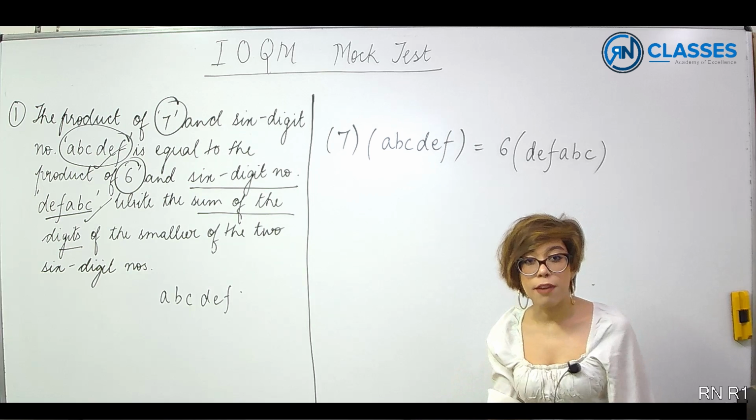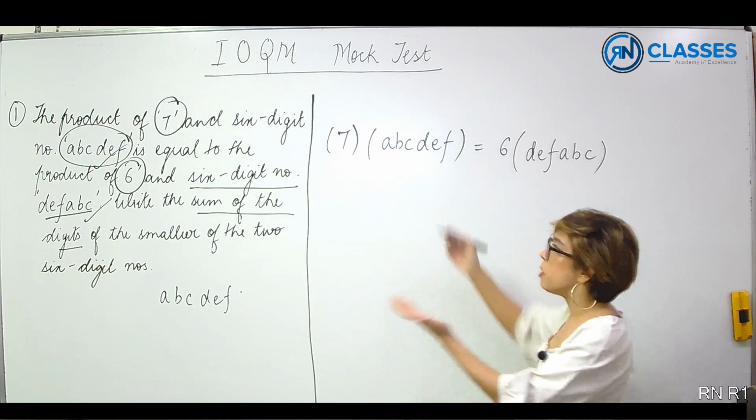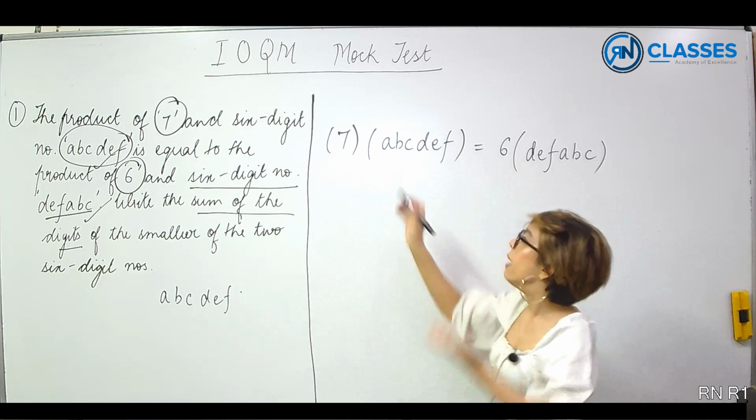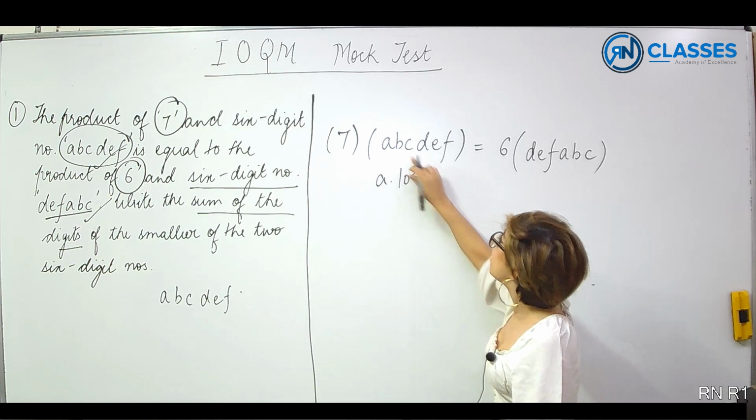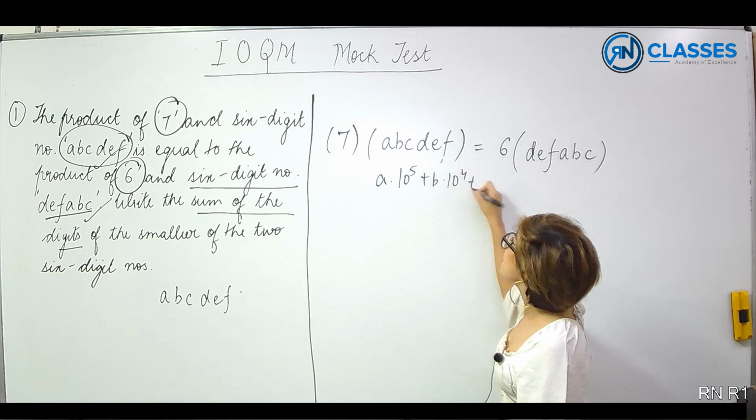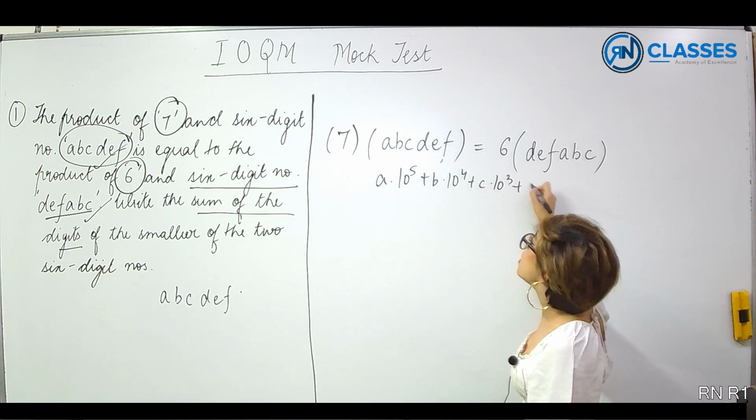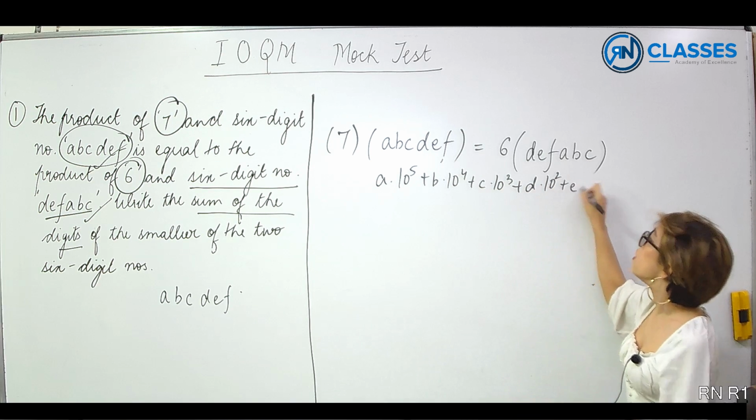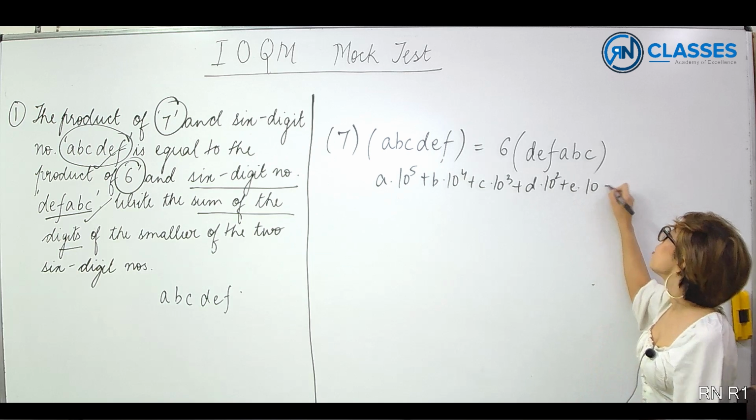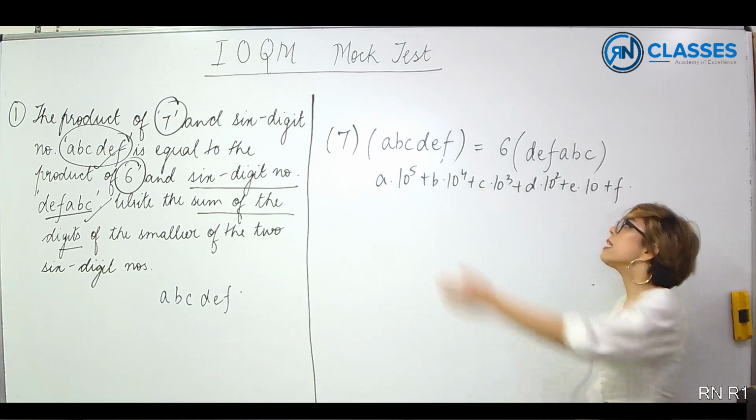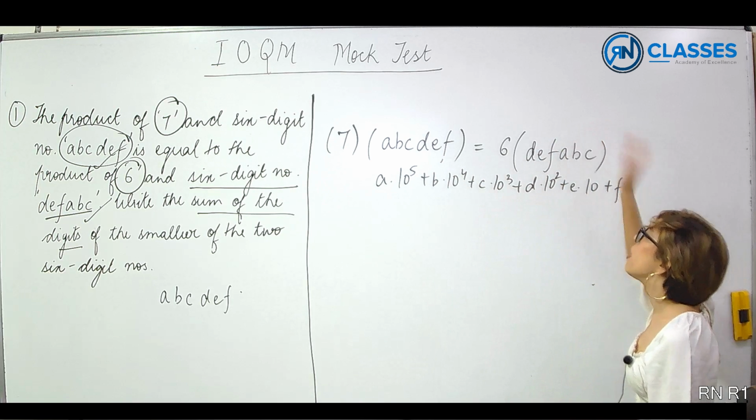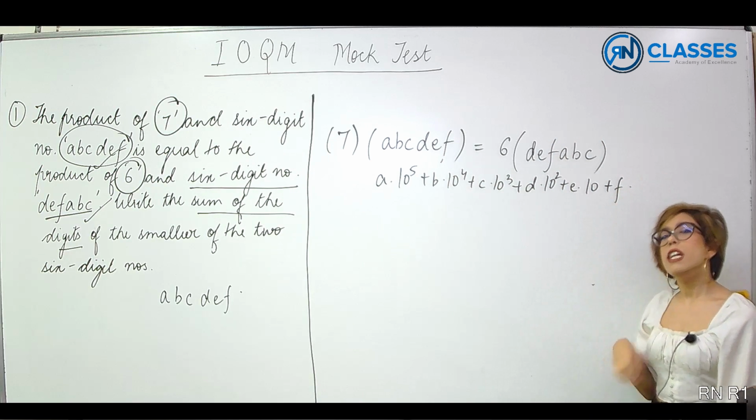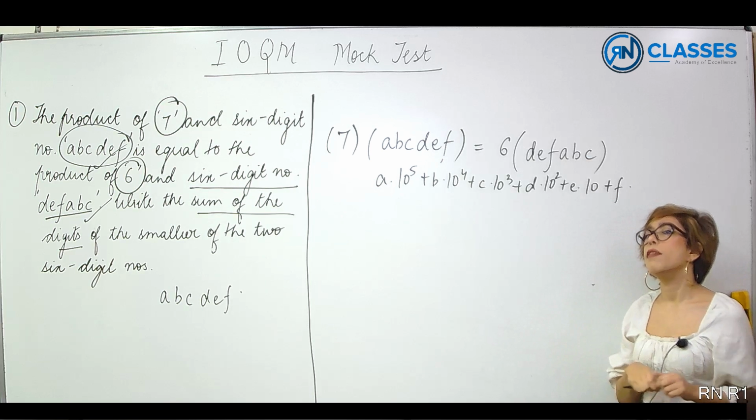I can go for the expanded form. Now, you can say, ma'am, you can write this number in the expanded form as A into 10 raised to power 5 plus B into 10 raised to power 4 plus C into 10 raised to power 3 plus D into 10 square plus E into 10 raised to power 1 plus F. Right? This is the expanded form of this one. Mind it, I can do the same thing on the right hand side as well. But is there a better way to write the expanded form?